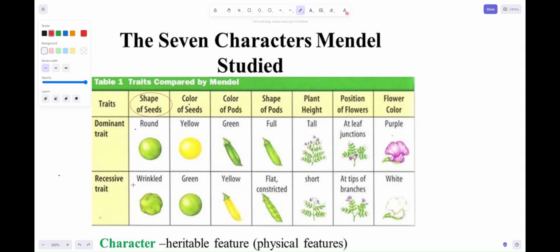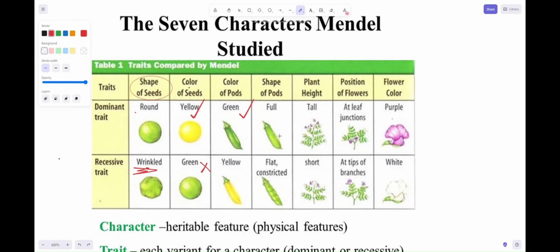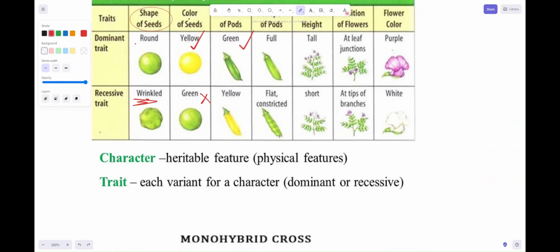And if you see color of the seed, yellow is dominant and green is recessive. Pod color: green is dominant and yellow is recessive. In this way 7 different characters with their alternative traits were observed, and he had done two very important crossings, that is monohybrid cross and dihybrid cross. You have studied this in class 10.